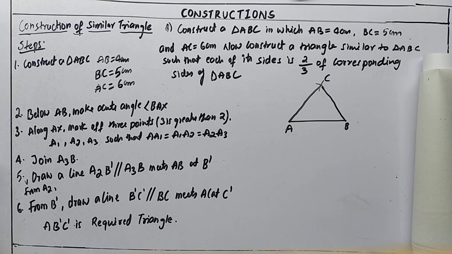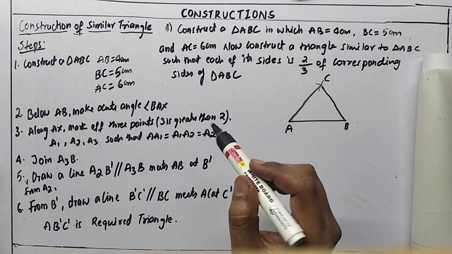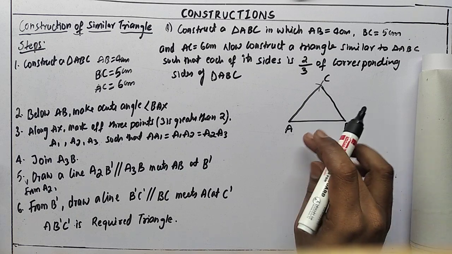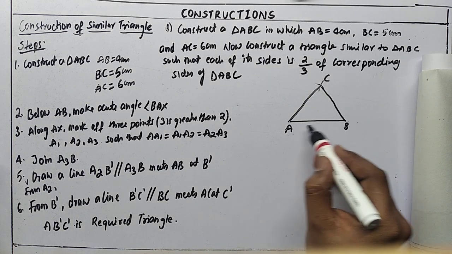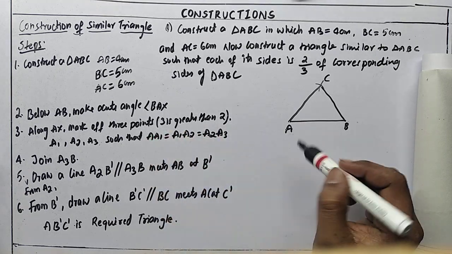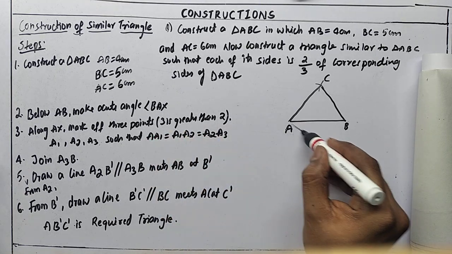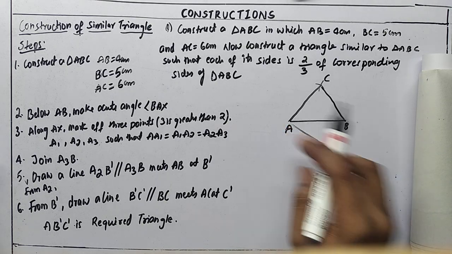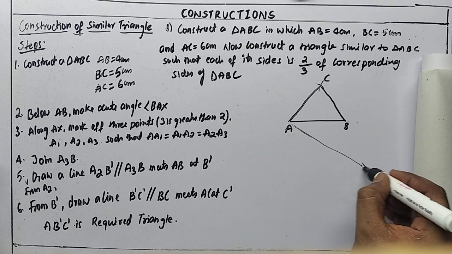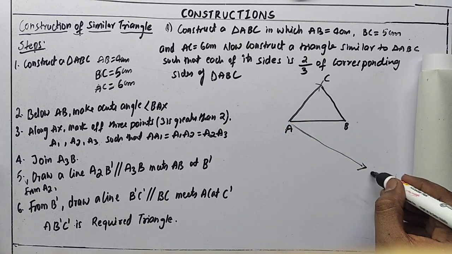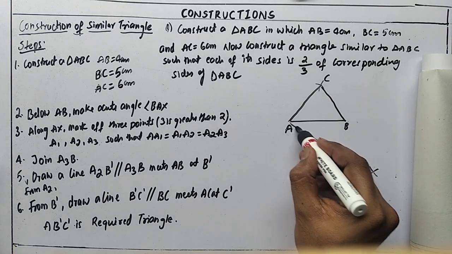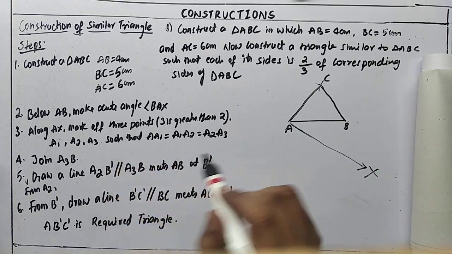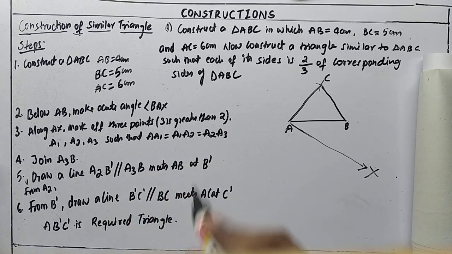So let's continue. Before the last video you have seen the division of a line. Now here, we have a base AB. Below AB we have to mark an angle, or you can say draw a ray AX with an acute angle. Next, along this AX we have to mark off how many points? 3 points.